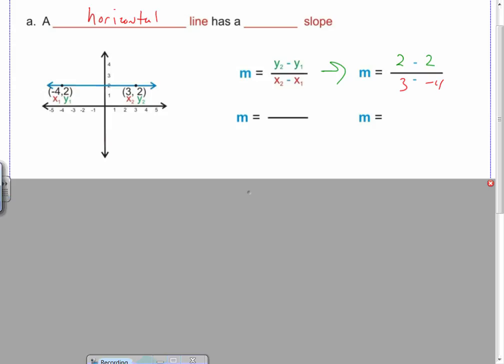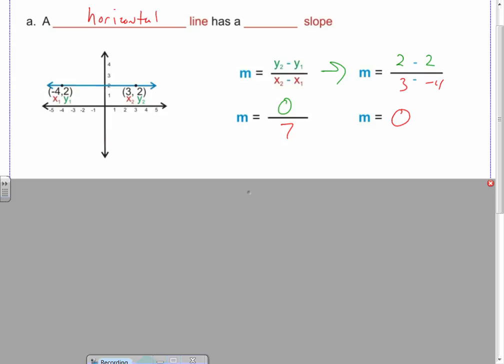Okay, so what's our top? What does the top become? And what is the bottom? 7, right? And we all know that 0 divided by 7 is 0, right? Anybody want to convert before I write the final answer? All right, we should have lots of conversions because the slope of a horizontal line is 0.